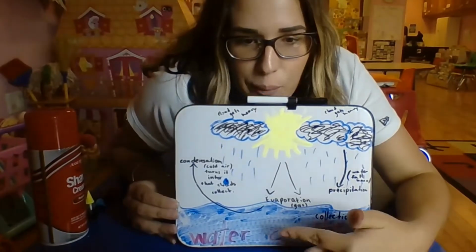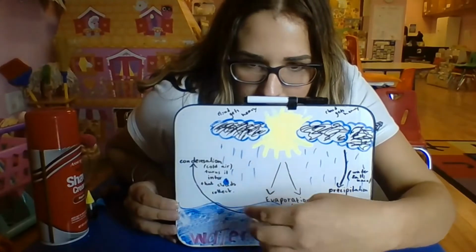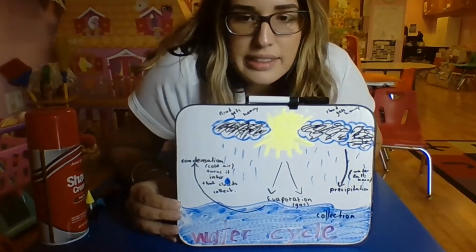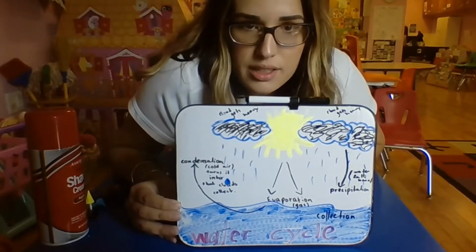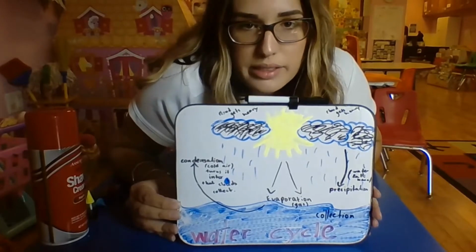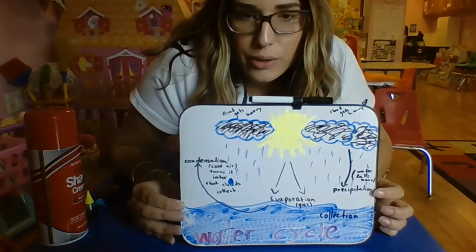So when the water vapor goes up into the clouds, okay, it starts going up, it kind of mixes with the cold air, and that process is called condensation. So when it mixes with the cold air, it turns into water droplets, and those water droplets go up, they get stored in the cloud.